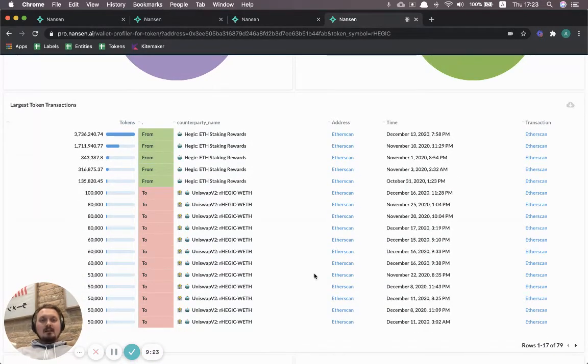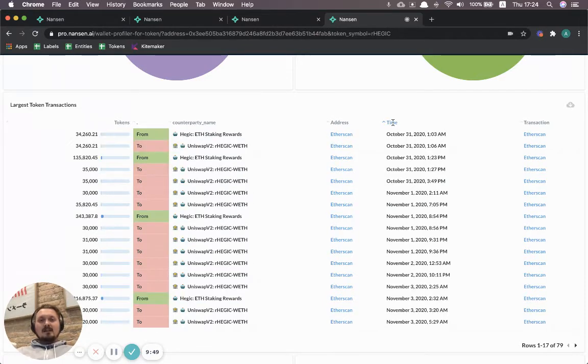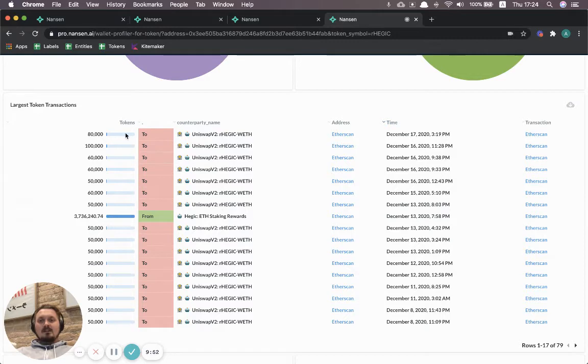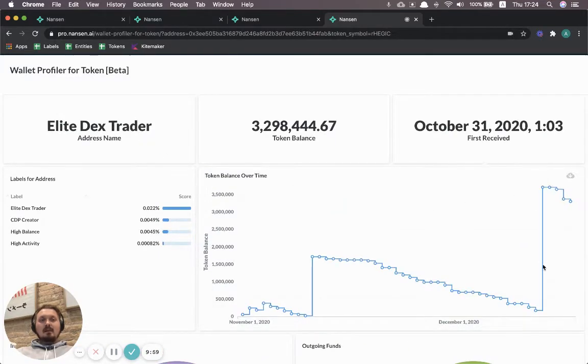By default, these tables are sorted by size because that gives a quick idea of the most important transactions. And in fact, the largest ones have all been staking rewards transactions. So they've basically gotten rHEGIC tokens from the ETH staking rewards. And then you see they have all gone to the Uniswap rHEGIC pool. So let me sort by time instead. Again, going to look at the latest ones on top. So this was the latest claim that they made, which was December 13. So it's this big spike up here.